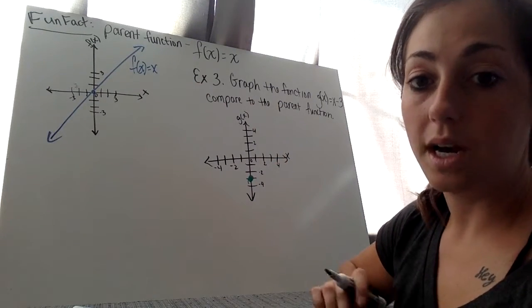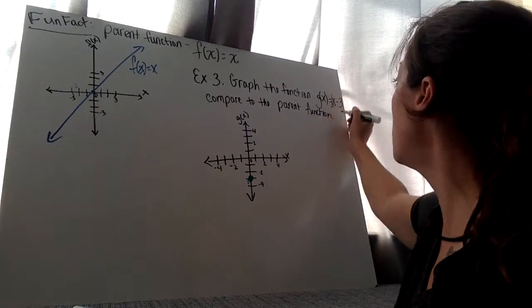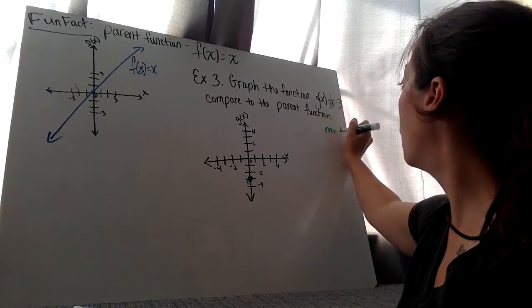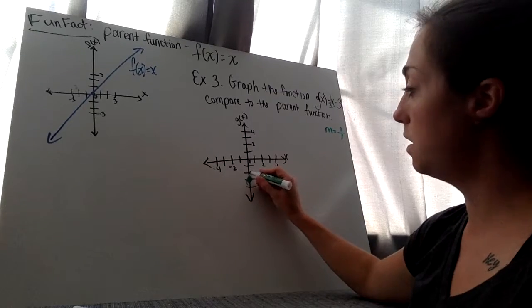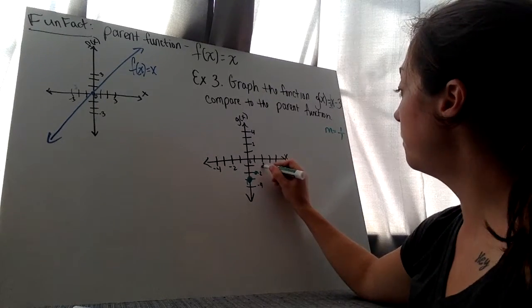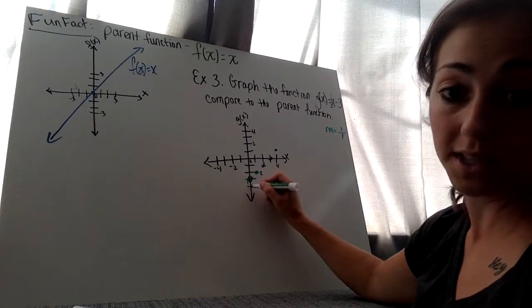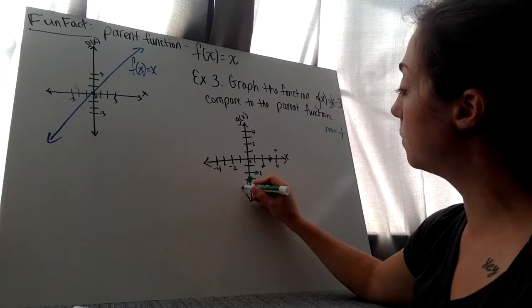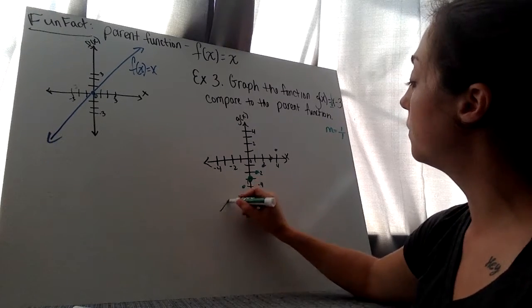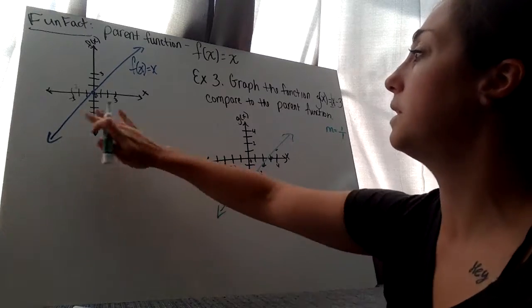Then I'm using my slope. What's my slope? Well, it's the one in front of the x. That's a 1, which is 1 over 1. So rise 1, run 1. Again, rise 1, run 1, rise 1, run 1. You can do it till your whole coordinate plane is covered and then go the other way. Down 1, left 1, down 1, left 1. Good. Draw your line.